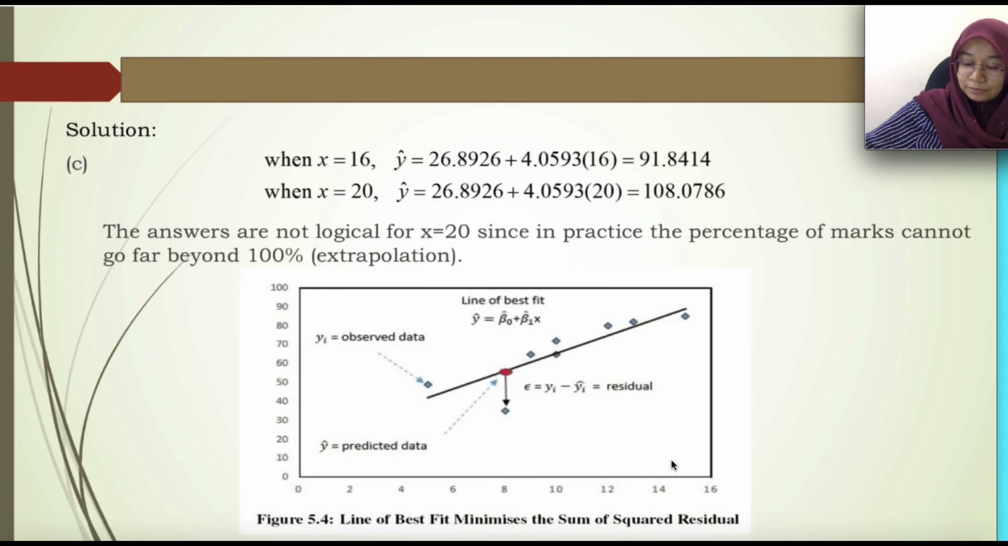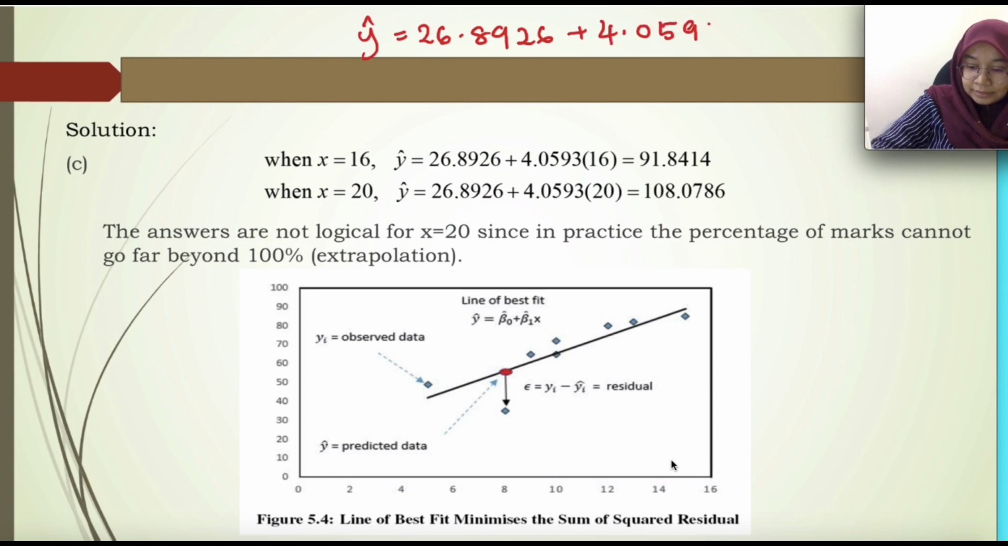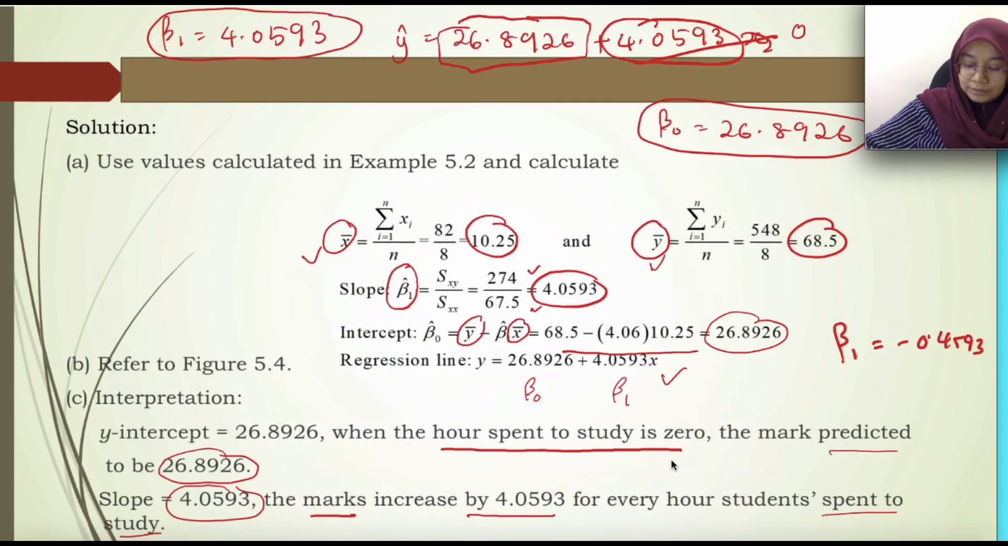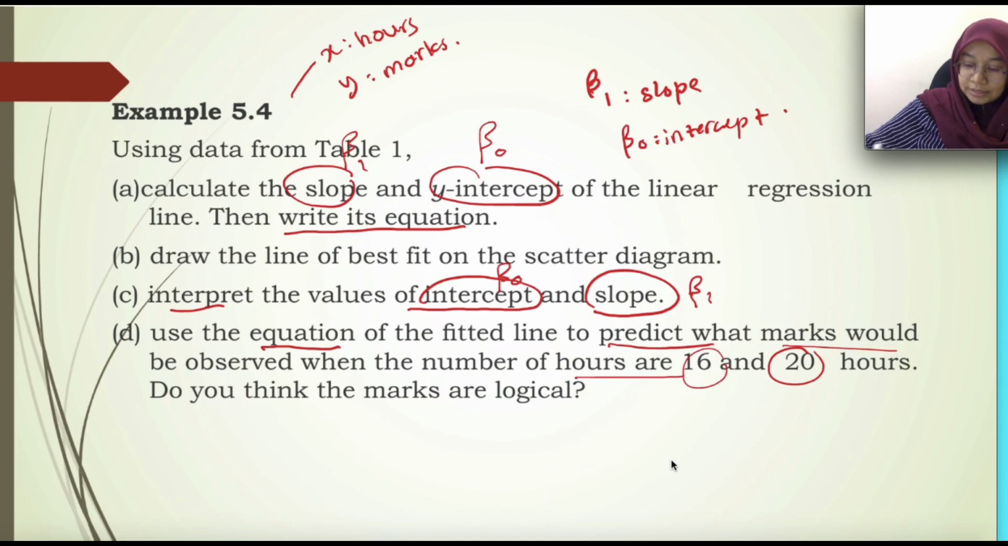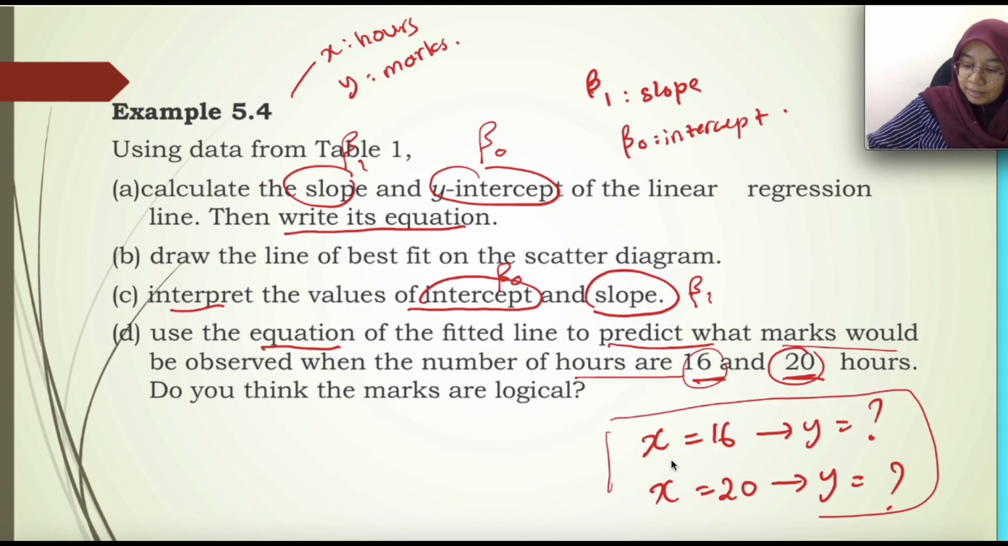The last is you want to predict. Our equation just now is y cap is equal to 26.8926 plus 4.0593x. The question is to predict what marks would be observed when the number of hours are 16 and 20. So when your x is equal to 16, what will be your y? When your x is equal to 20, what will be your y? How do you get your y? You just put the x into the equation.